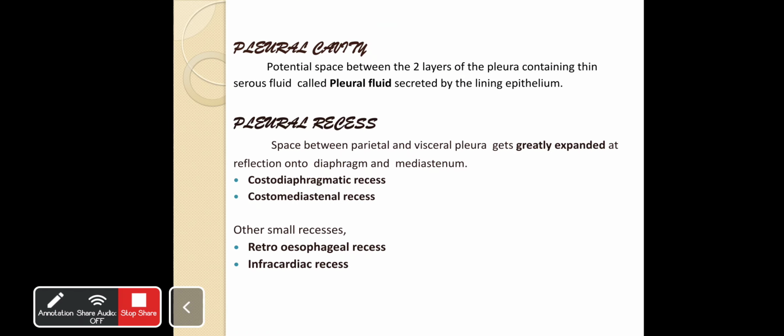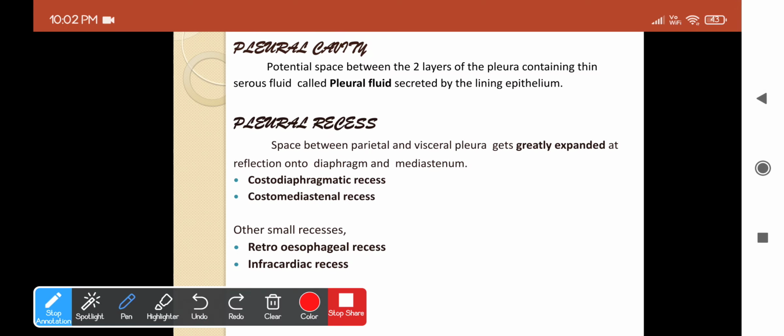Also, you have the retroesophageal recess and the infracardiac recess. Retroesophageal recess is nothing but the recess behind the esophagus, where the mediastinal pleura reflects onto. And the infracardiac recess is one which is found below the inferior vena cava. These two are the minor recesses. Okay, so this was about the pleural recesses. It's a very important topic. Okay, don't forget to go through it.